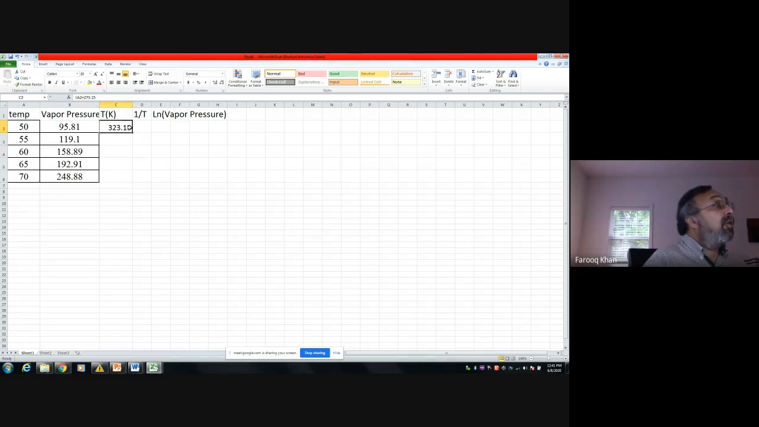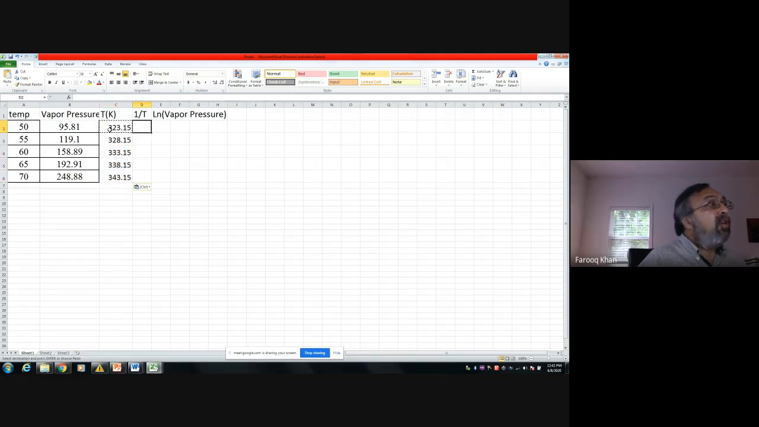Now, just in case you could not see this, let me do this again. Equals the temperature in degrees centigrade plus 273.15, and that's my temperature in Kelvin. Now, I could take each of these temperatures and add 273.15, but it's easier to copy this formula. So I highlight it, hit Control C, and so you notice that this is highlighted. Then I go ahead and paste this by hitting Control V.